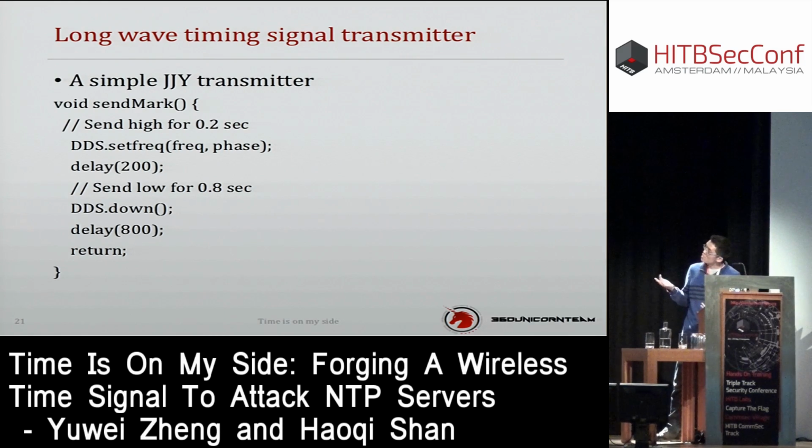The formula is very simple. Take JJY as an example. When sending a marker bit, it requires sending the carrier at full amplitude for 0.2 seconds, followed by 0.8 seconds of reduced amplitude. In this case, when it requires reduced amplitude, just shut down the DDS module. When sending bit 1, it requires the carrier at full amplitude for 0.5 seconds, followed by 0.5 seconds of reduced amplitude.